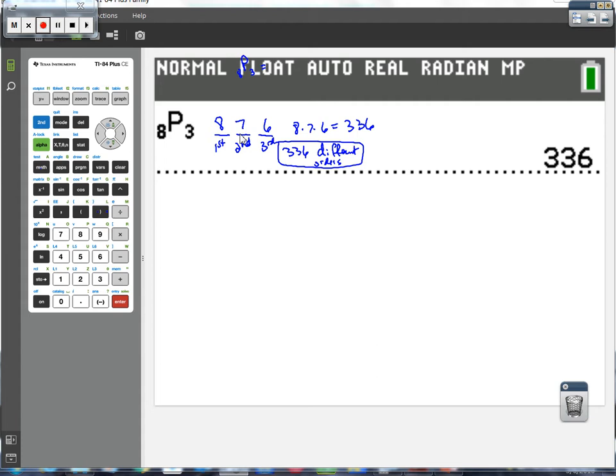So on the different operating system, what you would have to do is put in an 8 first. You'd put in the 8 first, and then you would go pull down the permutation, and then put in the 3. Yep. Then that will work. Okay. Other questions on that? All right.